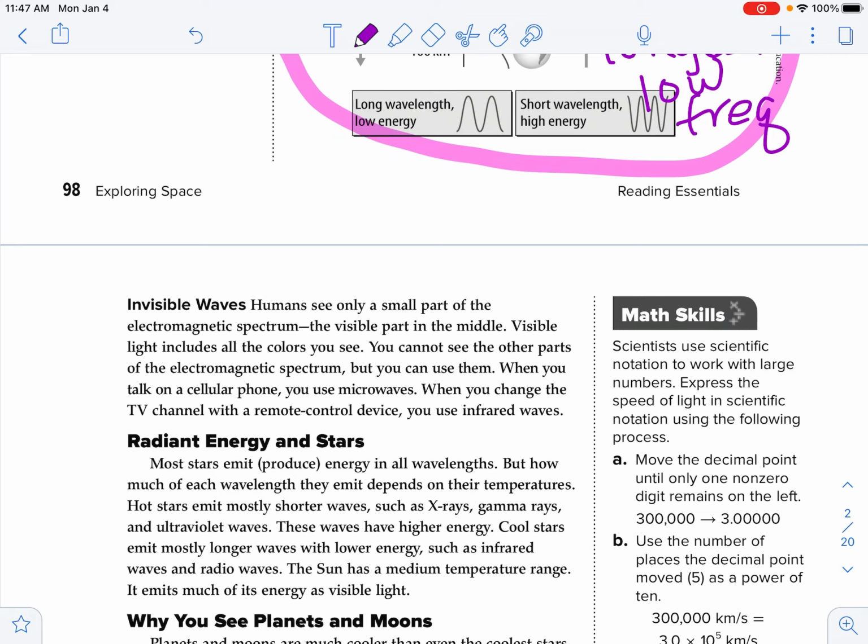Okay, so invisible waves. Humans see only a small part of the electromagnetic spectrum, the visible part in the middle. All right, so let's go ahead and highlight that.